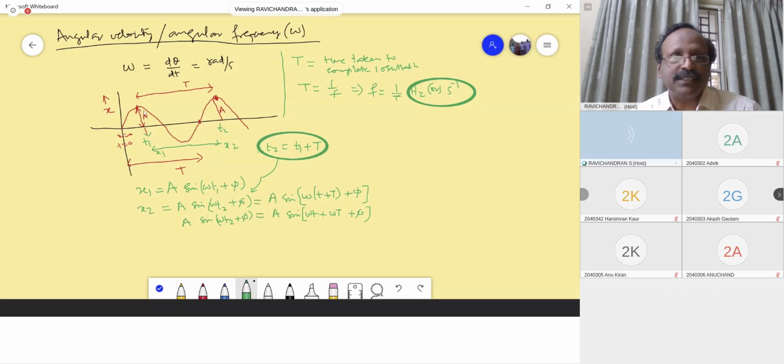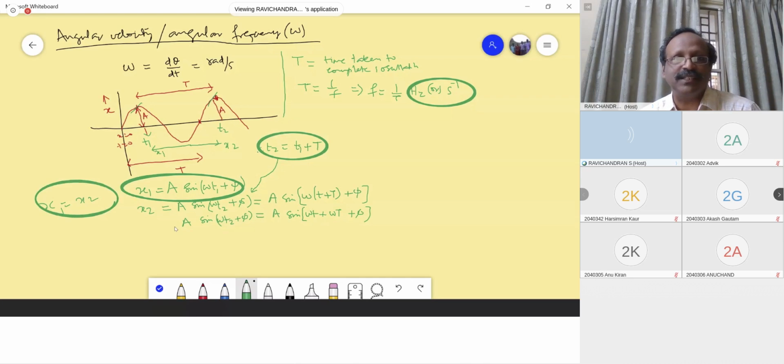Here is the maximum displacement. Here is the maximum displacement. So this equation must be equal to this equation. Yes or no? Because the displacement is same and here also. Therefore, I can write here, x1 is equal to x2, because both of them are producing the same displacement. So I can write this equation, A sine of omega T1 plus phi.